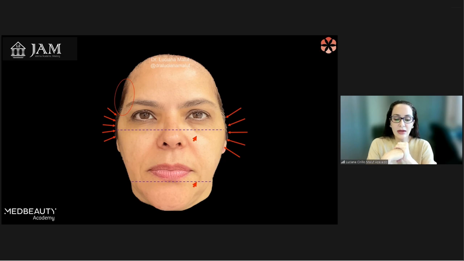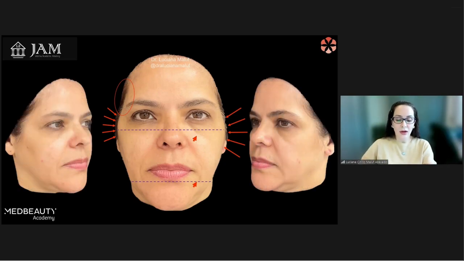And we can see the bizygomatic distance is greater than the bigonial one, which is good for her because these proportions make the face look more feminine. Moreover, we can analyze her ogee curve, which is not the most attractive one on either of the sides. What else can we see? We can see in this assessment just sagginess and laxity of the skin.